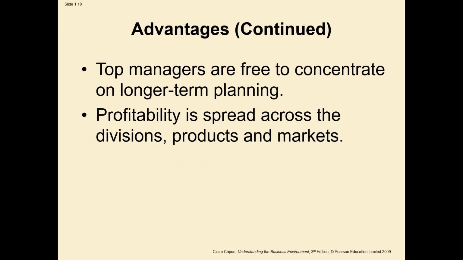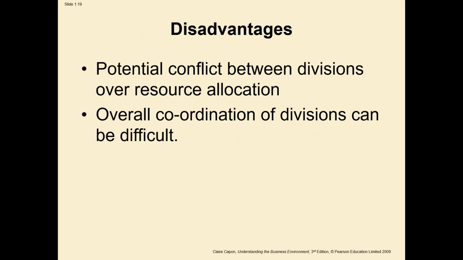Top managers are therefore freed for long-term planning, and profitability is spread across the divisions, the products, and the markets. There can end up being conflict between divisions over resource allocation, so you only have such a large source of funding available and who gets what. It can lead to competition. Goal congruence is where everyone pulls together to achieve the overall aims of the organisation.